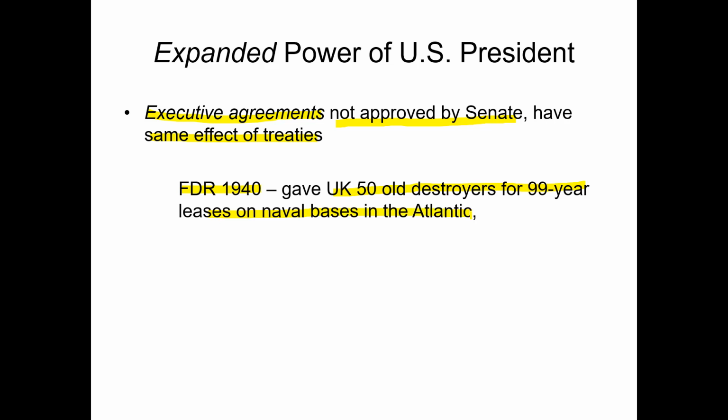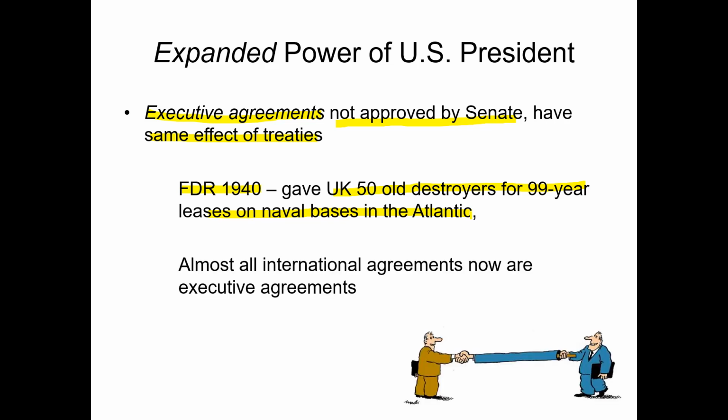The case went to the Supreme Court, and the Supreme Court, on a previous agreement with the Soviet Union, ruled in favor of the president, saying that the president has to have the flexibility to make these agreements. So that pretty much set the tone, and now almost all international agreements are these executive agreements because there's just too much polarization in the Senate for them to come up with 2/3 approval on a treaty.